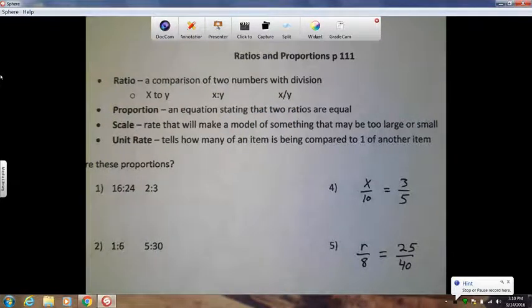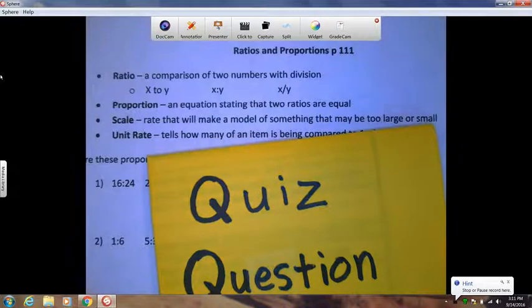A proportion is two ratios that are equal. And a scale helps you show a model of something, so a ratio is a good way to make a scale. And a unit rate tells of an item being compared to one of another item. So make sure you remember that on unit rate, it's one of another item.